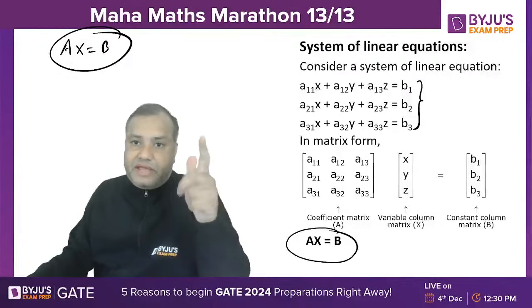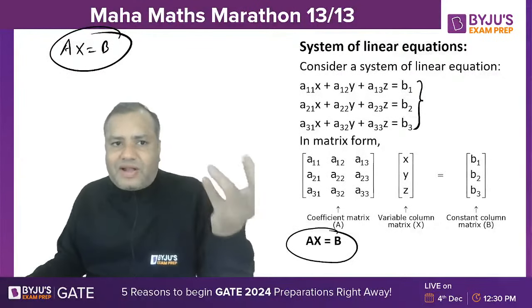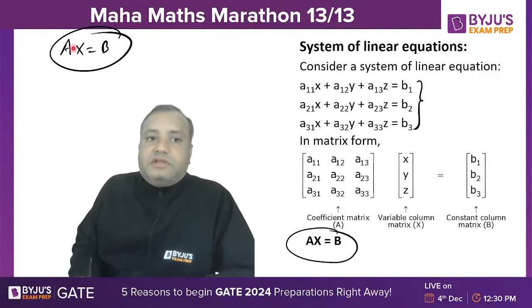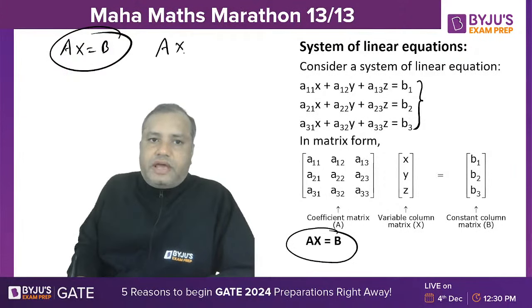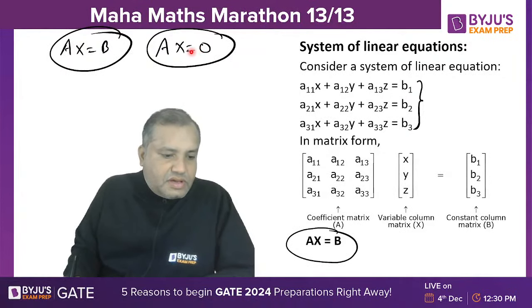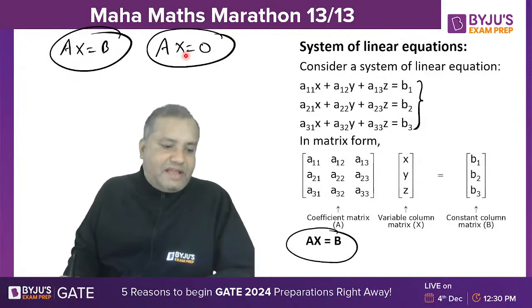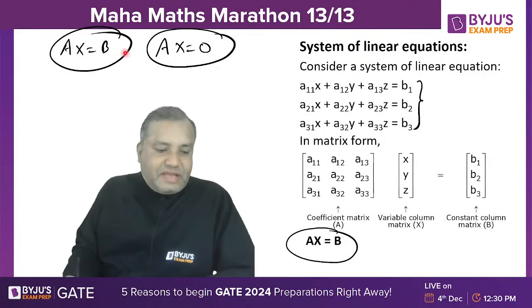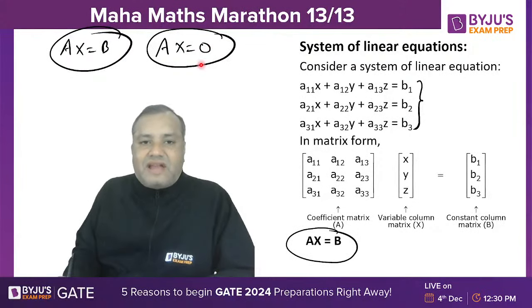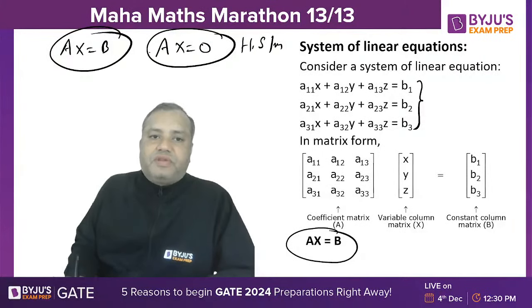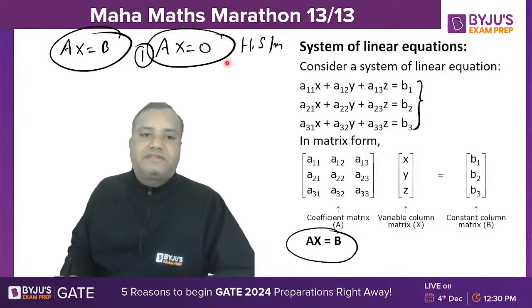What is the right hand side here? B. What is this B? B is a matrix. If this matrix is a null matrix, in that case the system will become AX equal to 0. If this B is a null matrix, then the right hand side will become 0. So AX equal to 0, this is our homogeneous system. This is the first variety of system, when the right hand side is 0.